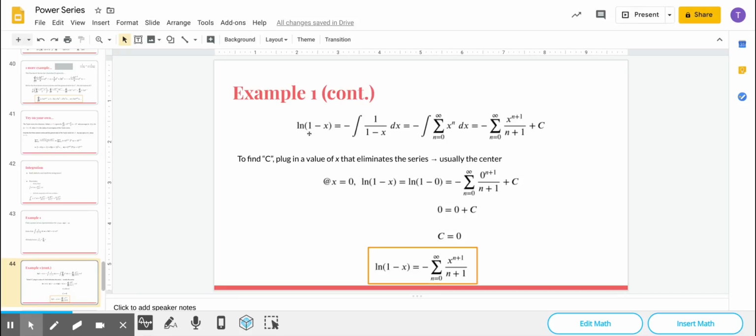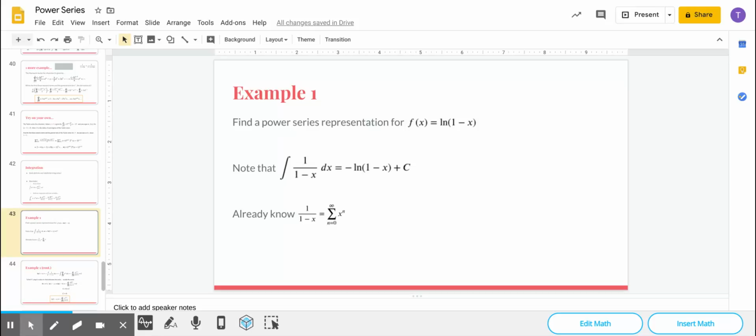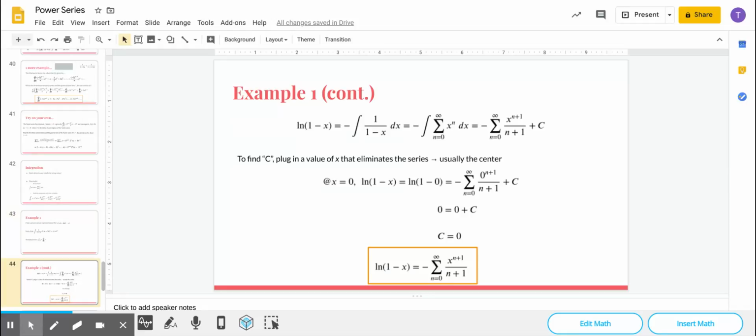The natural log of 1 minus x is equal to the negative integral of 1 over 1 minus x, right? So just go back really quickly. It's because I know that the integral of 1 over 1 minus x is negative natural log of 1 minus x. And so I'm just going to put the negative sign to the integral instead so I can get my exact function that I'm looking for.